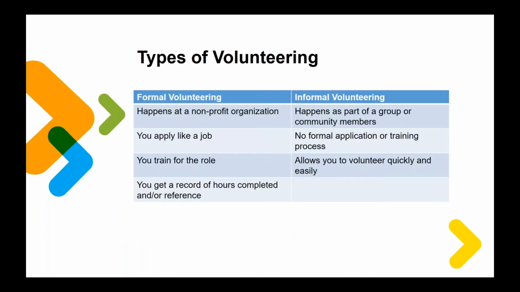So there are two types of volunteering. There's formal volunteering and informal. So for the formal volunteering, it happens at a nonprofit organization. You would apply for it like you would apply for a job. You train for the role, so you do receive training, and you also get a record of the hours that you have completed, and or you can also receive a reference.